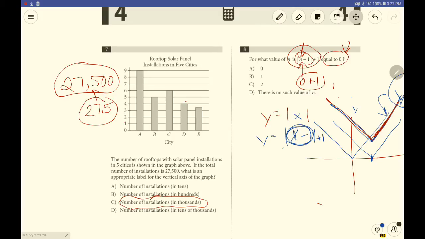This one, we're trying to find out the scale for the y-axis. And the total number of installations represented on that graph is 27,000 and some. And if we count up how many are represented on this graph, 9 plus 5 plus 6 plus 4 plus whatever, it's actually 27. So each one of those must stand for 1,000. And that's why choice C is right. The number of installations is in thousands.